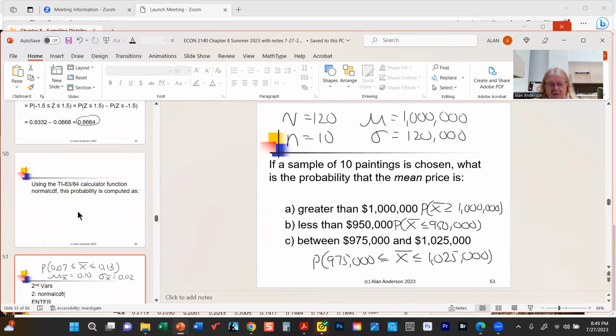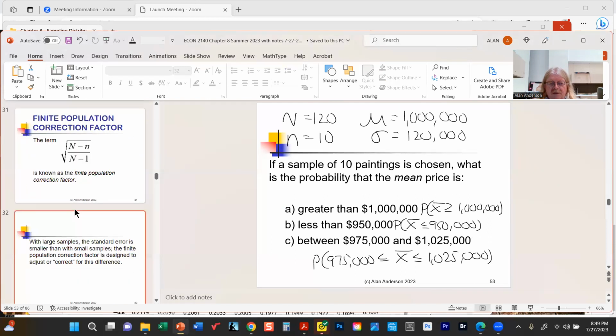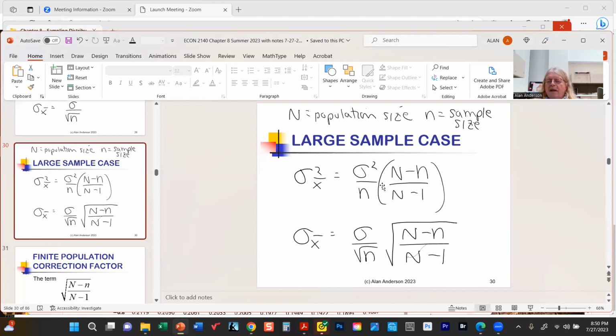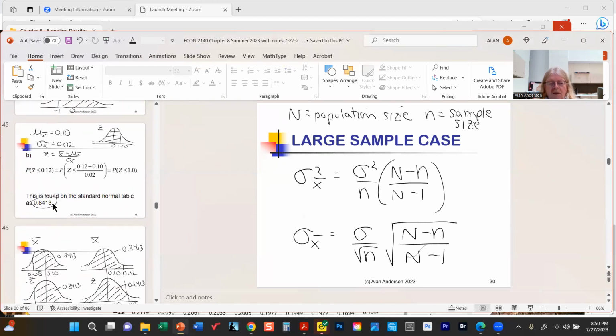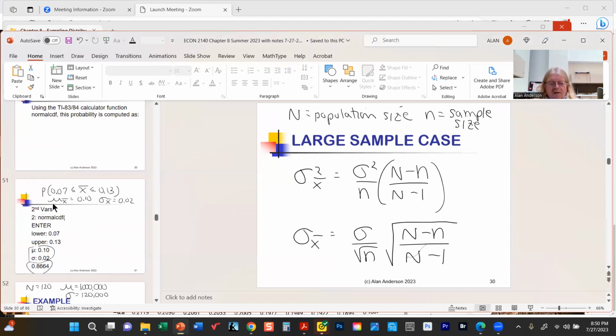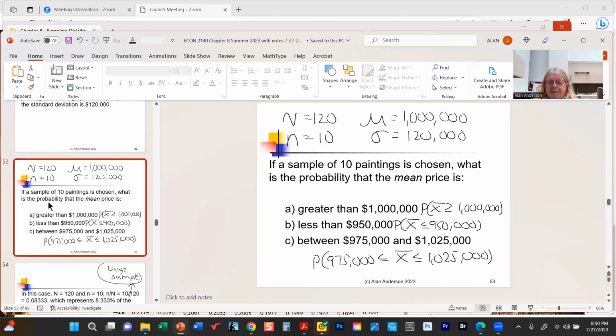What will that affect? Let's go back and look at our calculations from earlier. And we'll remind ourselves that that means these are the calculations we'll use for the variance of X bar and the standard deviation. Okay, we need these extra terms here when it's a large sample. So you only have to do those once. Once they're done, you can do as many calculations as you want. So for example, we're looking for the probability that the sample mean is greater than 1 million, less than 950, between 975 and 1025.